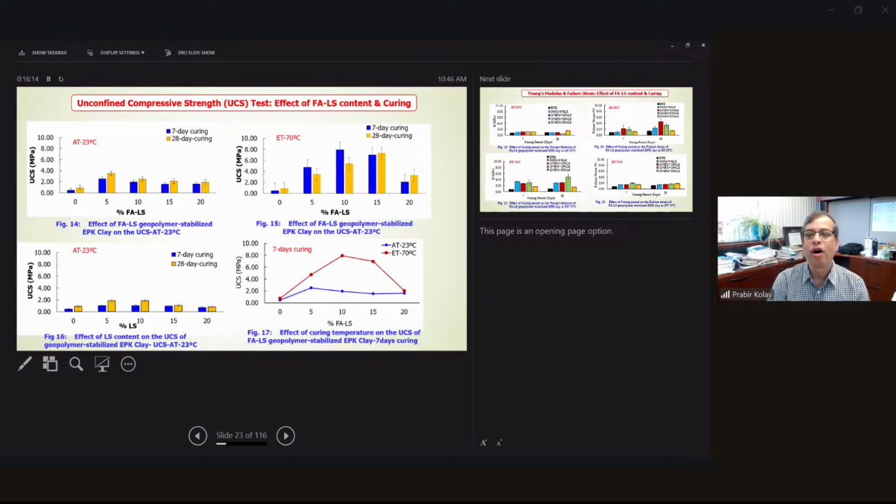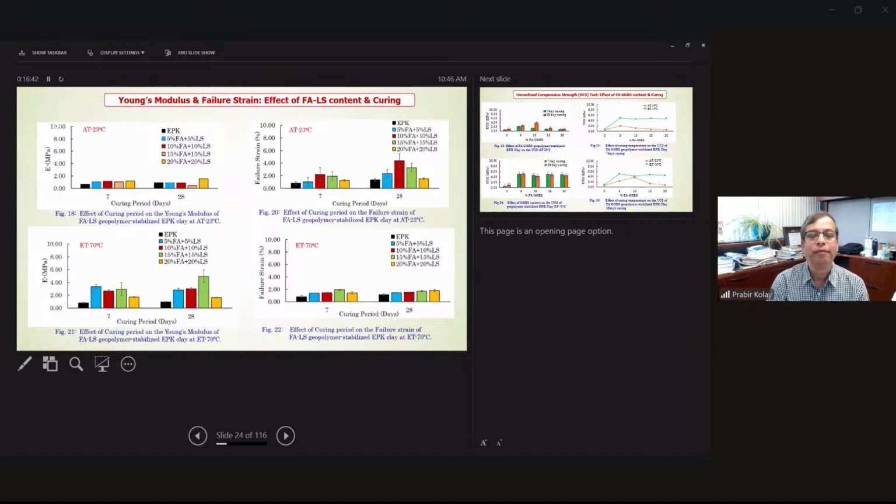Overall, you can see here the effect of fly ash and lime sludge, what is happening at 7 days and 14 days. Most of the time, the 7-day strength is lower and the 28-day is higher. You can see that everywhere. But in some cases, with fly ash and lime sludge combinations at elevated temperature, the 7-day strength is more than the 28-day strength.